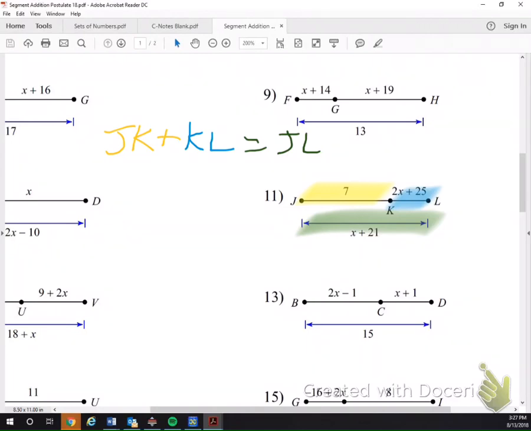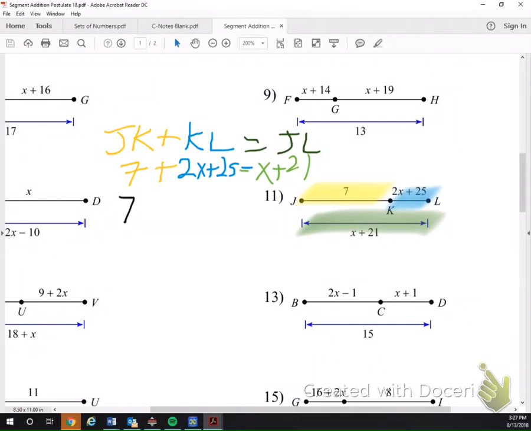And again, remember, we're not saying JK plus KL equals JL. What that means is the distance from J to K plus the distance from K to L equals the distance from J to L. So that's step 2. Step 3, substitute. So what we're going to do is instead of JK, we're going to write 7. Instead of KL, we're going to write 2x plus 25. And instead of JL, we're going to write x plus 21.